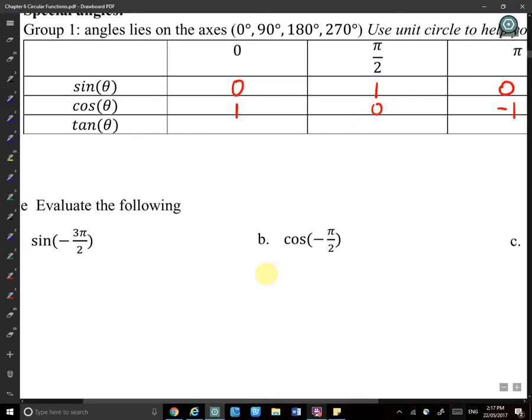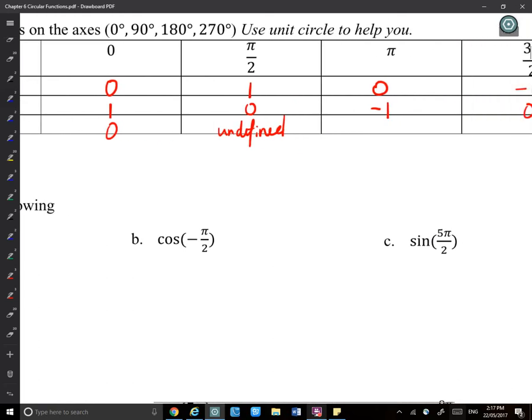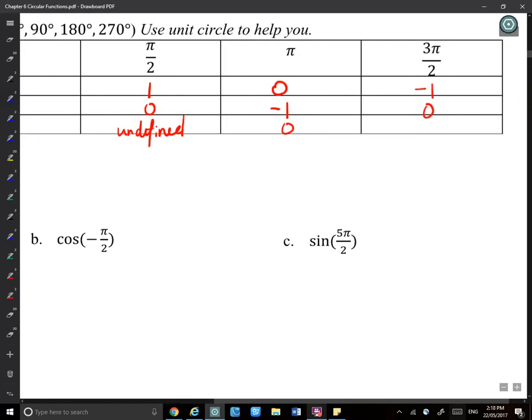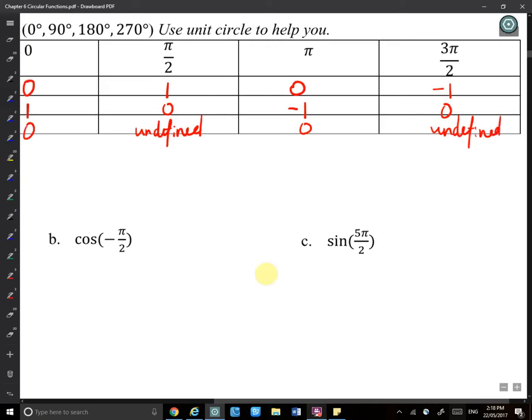Tangent 0 will be 0, which is sine over cos. Tangent pi over 2 will be undefined because the denominator is 0. 1 over 0 is undefined. And tangent pi will be 0 over negative 1, which is 0, and tan 3 pi over 2 will be undefined, because the denominator is 0.